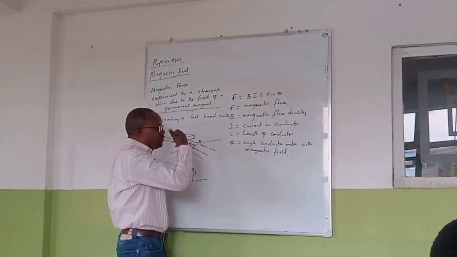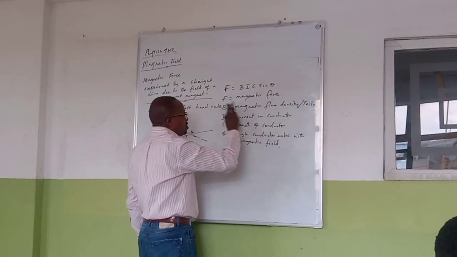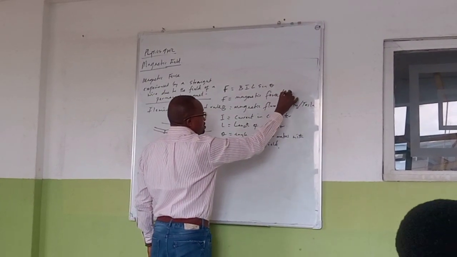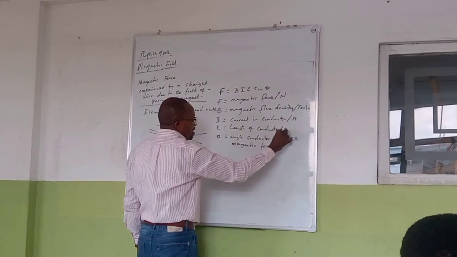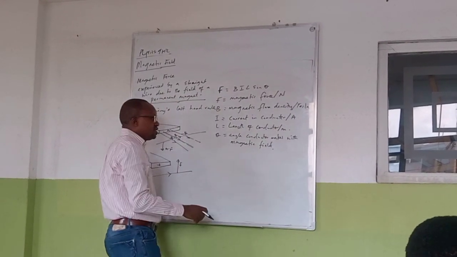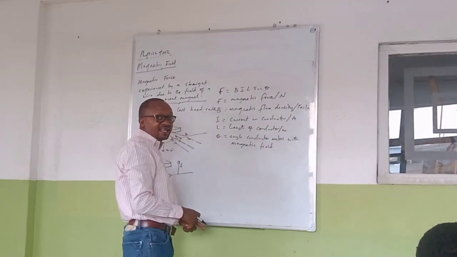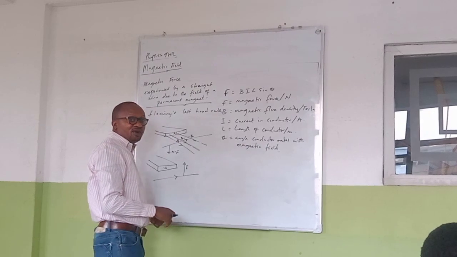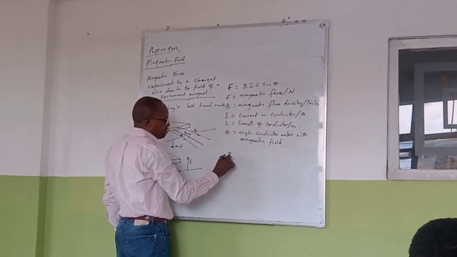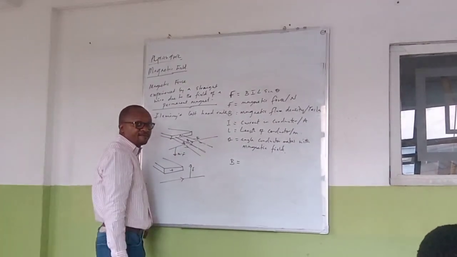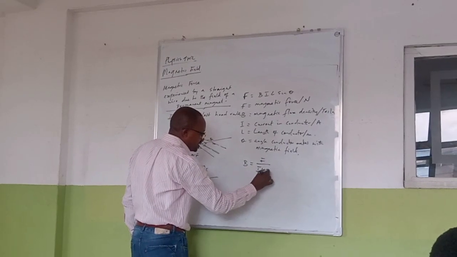The magnetic flux density is measured in Tesla. Just like you know that force is measured in what? Newton. Current is measured in ampere. Length is measured in meter. Theta is measured in degrees. What is the unit of sin theta? Sin theta is a number. Isn't that correct? So from this equation, what is B? B equals F over I L sin theta.